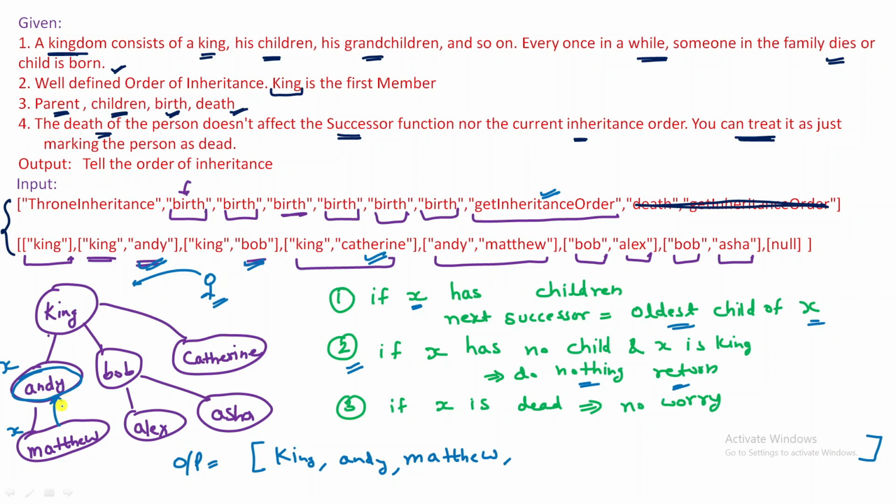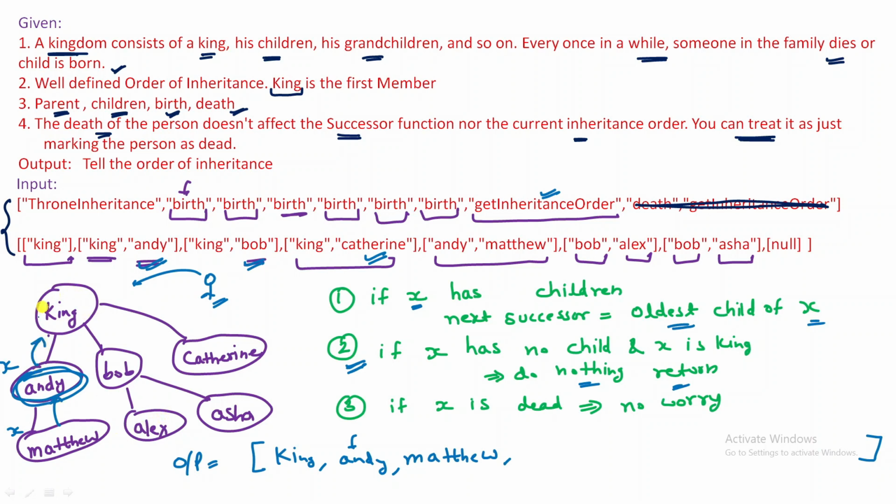According to the question, now you have to see the next oldest child of this X, that is Andy. Who is the next eldest child? Andy has only one child, Matthew, who has already been taken into account, so there is no other eldest child. So again we have reached the point where X has no child and X is the king. Basically we have backtracked to Andy. Andy is the king and he has no other child, then no worry, just return.